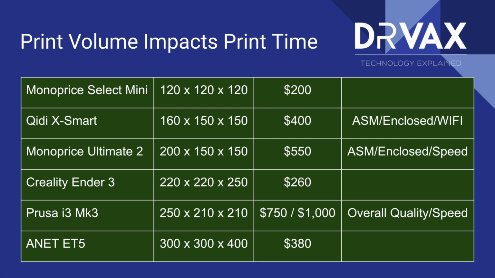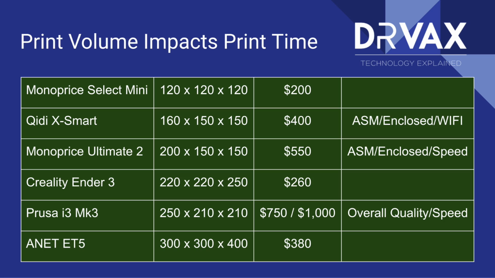The Qidi X Smart is next. It's a $400 printer. Why is it twice as expensive? Well, it does have a larger volume, but more importantly, it has a lot of additional features. Specifically, it's fully enclosed. We'll talk about that a little later. And it has Wi-Fi. It's the only printer I own that has reliable Wi-Fi built in. We'll talk about Wi-Fi some more later.